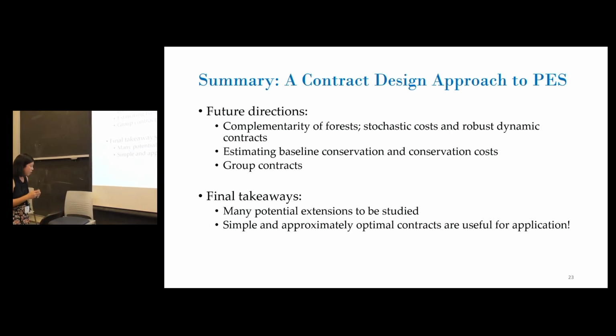A couple other thoughts. There's a lot of potential extensions mathematically to be studied, which I just kind of listed out for us. But I think that the main takeaway is that there's this growing line of literature on simple contracts, approximately optimal contracts, robust contracts, distribution-free or prior-free contracts. And I think there are a lot of use cases out there for that type of contract, and this is just one of them. So really invite you all to join me in looking for more.